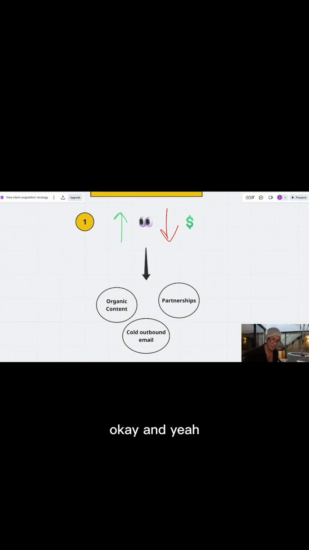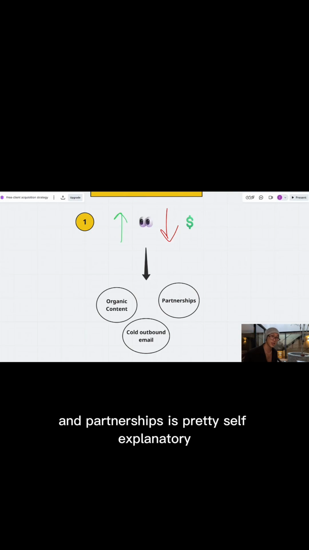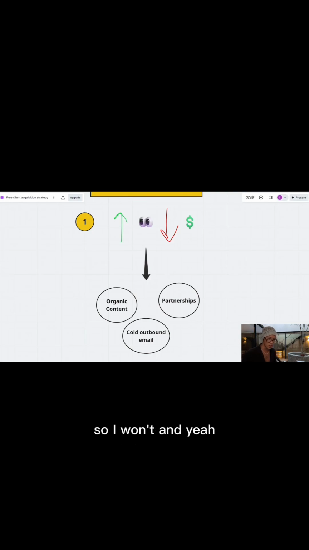And basically the third method is to utilize partnerships, right? And partnerships is pretty self-explanatory, so I don't have to dive too much into it, so I won't. And so then just scroll down real quick.